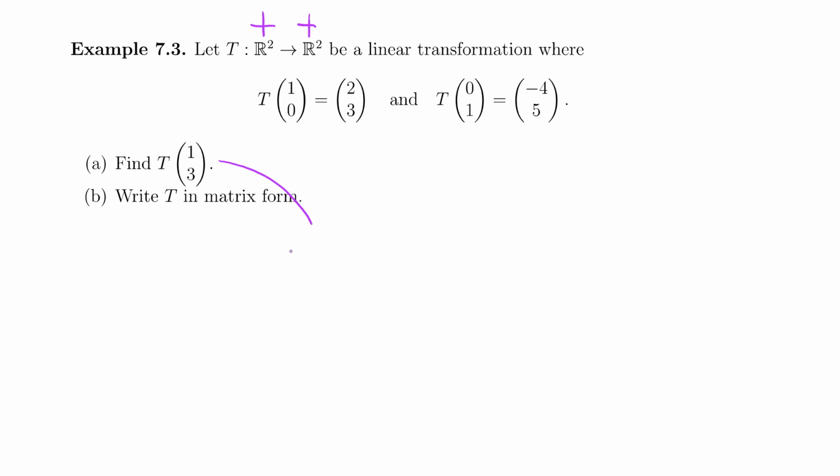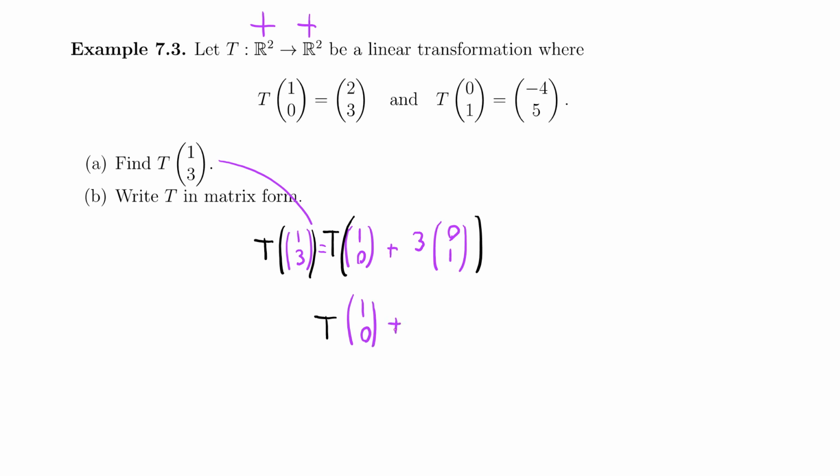Well, I can actually see that (1, 3) is just (1, 0) plus 3 times (0, 1). So if I want to find T of this guy, T of this guy is just going to be T of this guy. And because this is a linear transformation, T of (1, 0) plus 3 times (0, 1) is just going to be T of (1, 0) plus 3 times T of (0, 1). Let me write parentheses just for whatever reason.